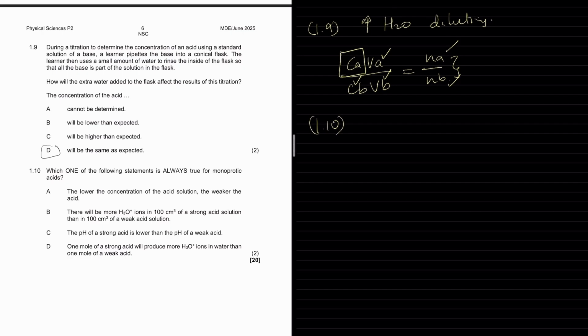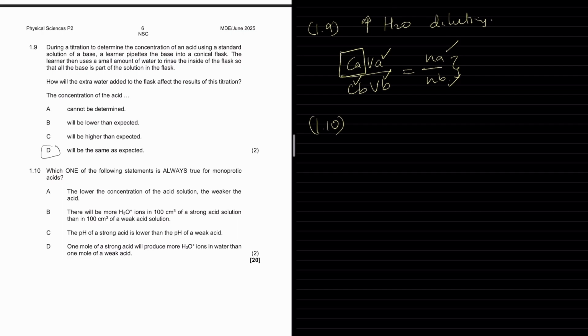Question 1.10. Which one of the following statements is always true for monoprotic acids? Okay, so for A, the lower the concentration of the acid, the weaker the acid. This is not true. Okay, because the strength of an acid is dependent on the acid itself. It's an inherent property of the acid itself. So A is out. B, there will be more H3O plus ions in 100 cm cubed of a strong acid solution than in 100 cm cubed of a weak acid solution.